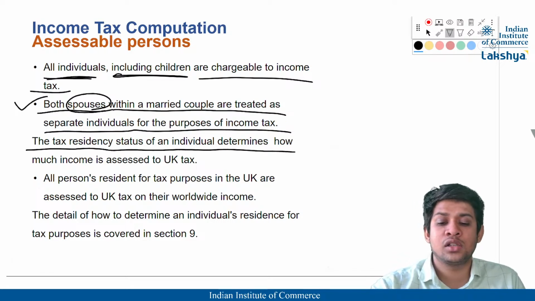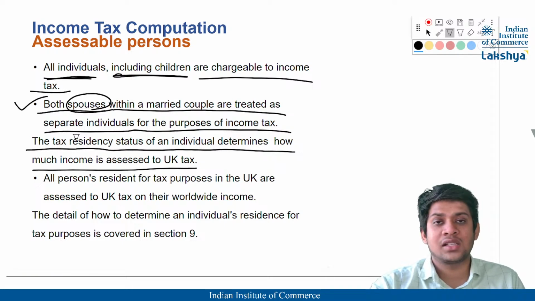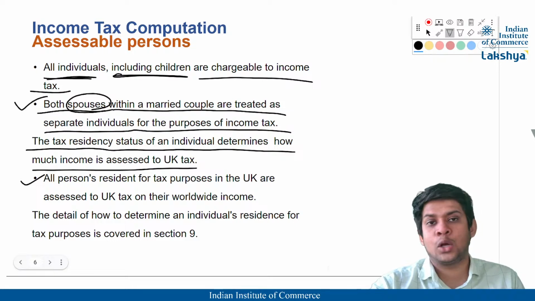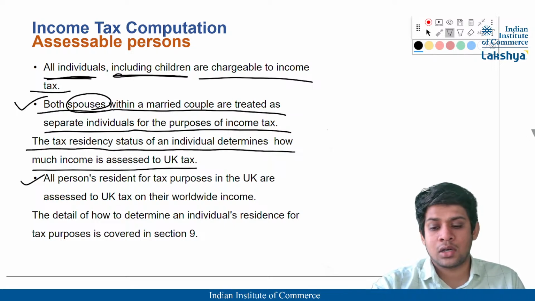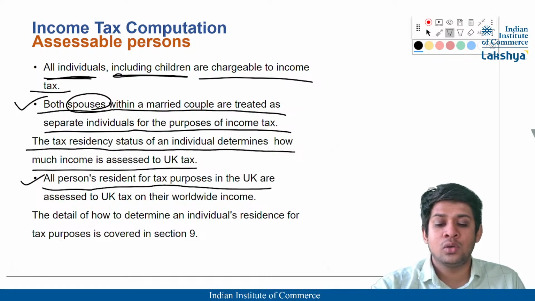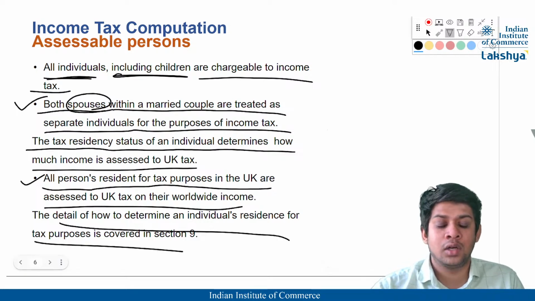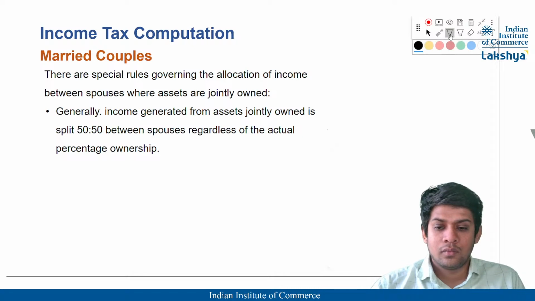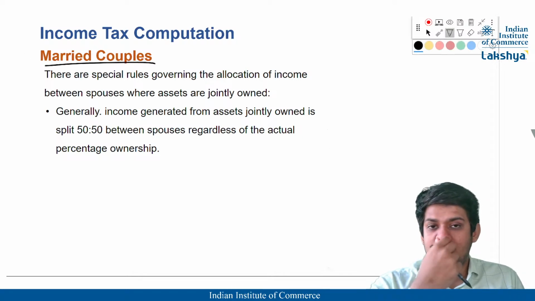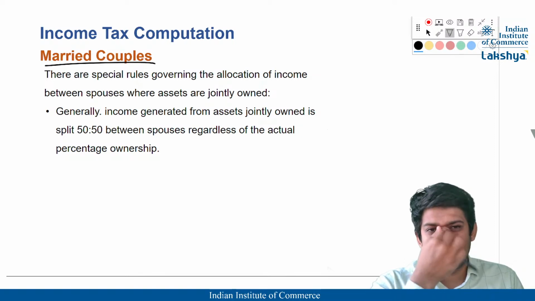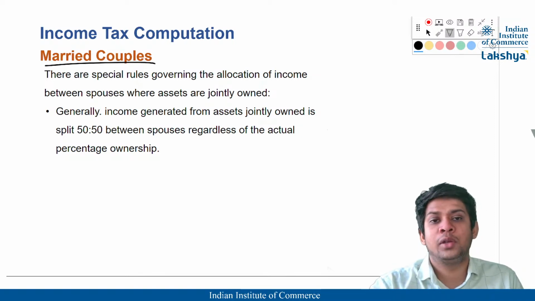They are separately accessible persons, accessible taxpayers. The tax residency status of an individual determines how much income tax is going to be paid, right? So that means if he is a UK resident, on his UK income and overseas income, tax assessment will be done. If he is not a UK resident, only the income that is generated in UK, he will be taxed on it. All persons resident for tax purposes in the UK, okay, technically you know that, right? They are charged on their worldwide income. Now, married couples, as I already told you, are to be considered as separate individuals while computing the income tax, while doing the income tax assessment.